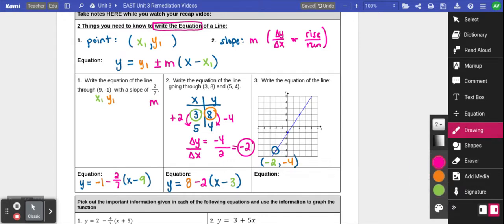I like to do rise over run. So on this graph, the rise would be 3, and the run would be 2. So my slope would be +3/2. And now I'm ready to write my equation.